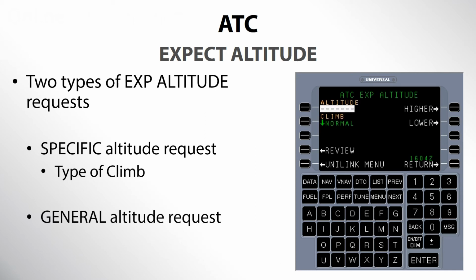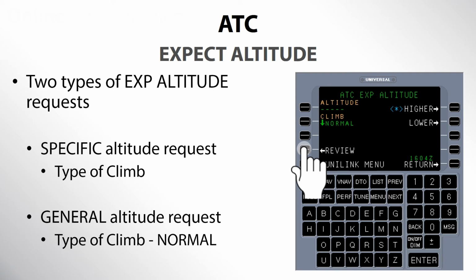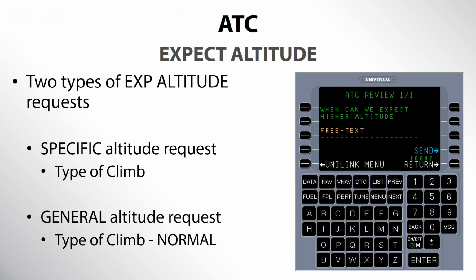The second type of altitude request is general, where the altitude change can be identified as either higher or lower without the specific altitude indicated. For this type of request, the climb will be normal. Review your request, and if desired, add additional text. Press Send to place in the queue for transmission.